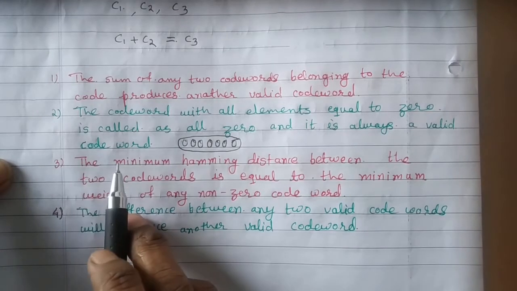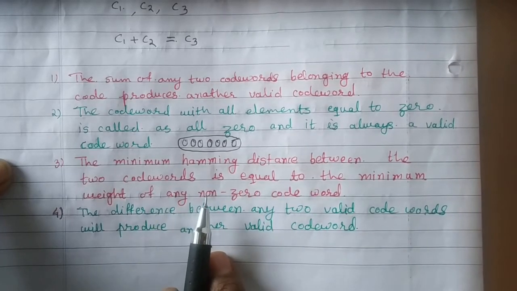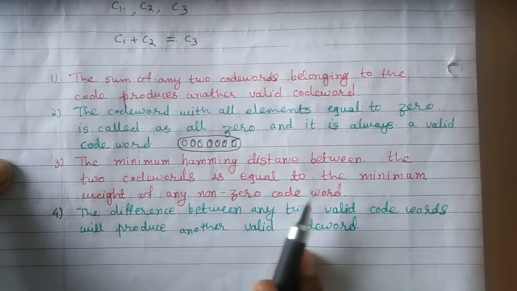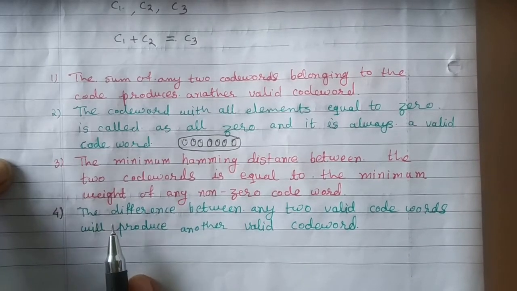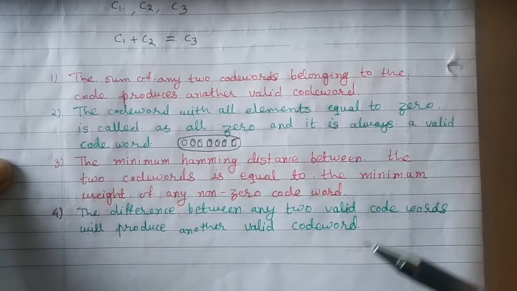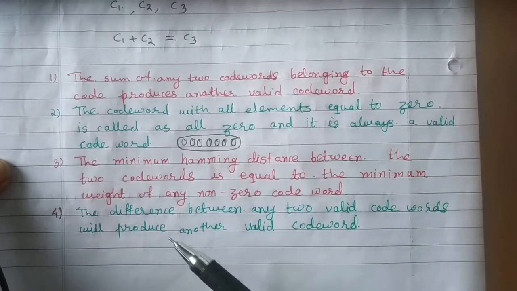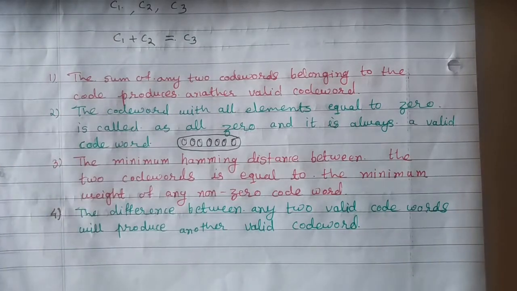Then the third property is that the minimum Hamming distance between two code words is equal to the minimum weight of any non-zero code word. Now what is the meaning of Hamming distance and weight of the code word, that we will see now. The fourth property is that the difference between any two valid code words will produce another valid code word. We have seen that addition of two code words will produce a third valid code word. Similarly, the difference between any two valid code words will produce another valid code word. So these are the properties of linear codes.